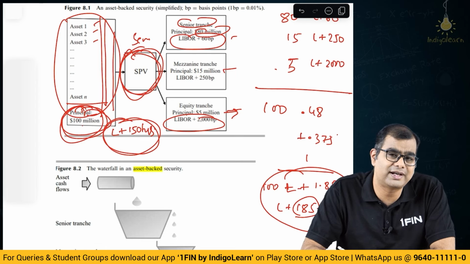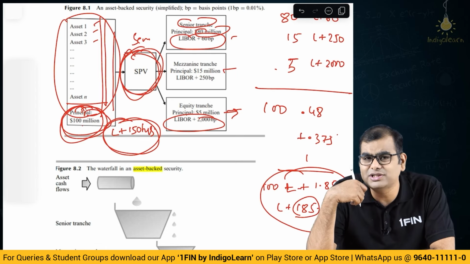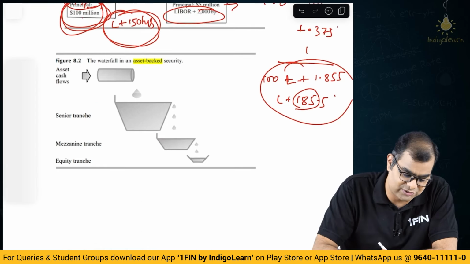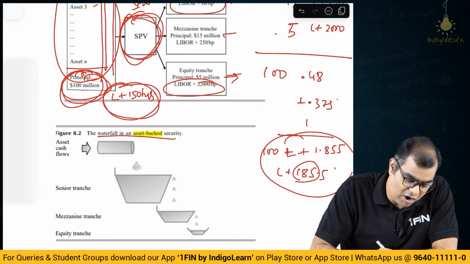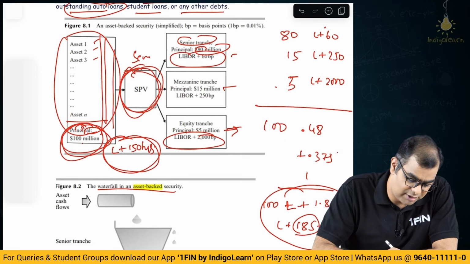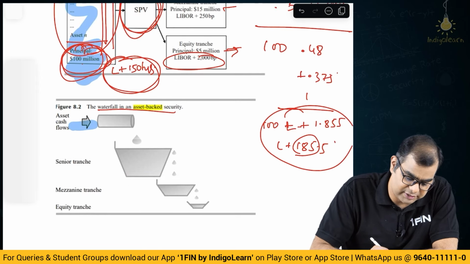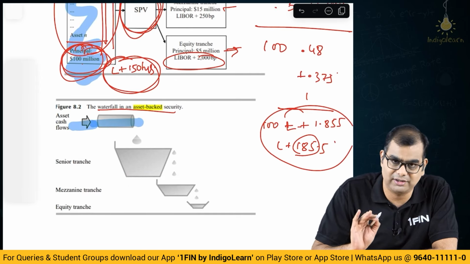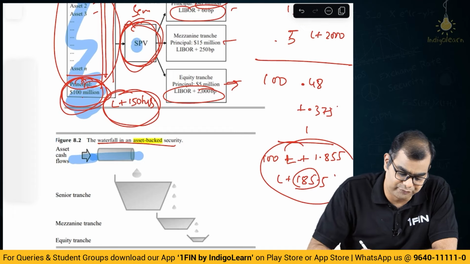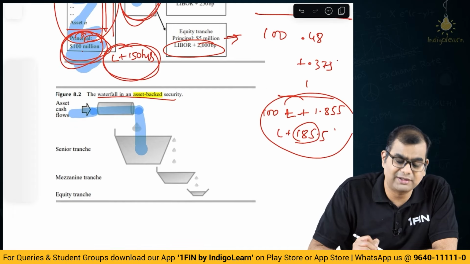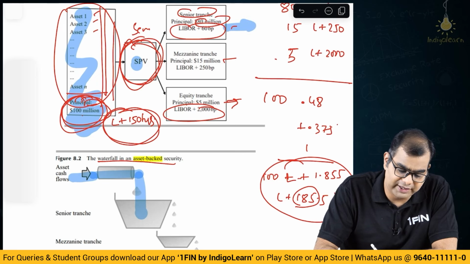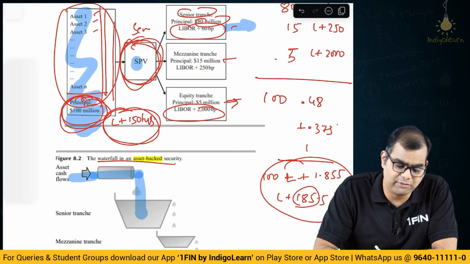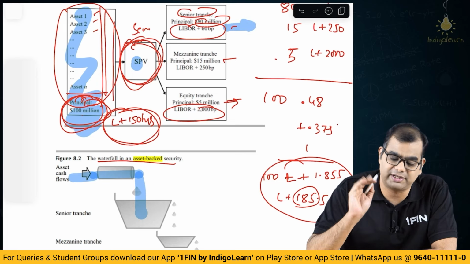Why does each one have a different rate? Because each one has a different risk. How is the risk different? You see this next one: waterfall of an asset-backed security. What happens in an asset-backed security? When all these cash flows come, from these 3 assets, they come here. They go into a pipe called ABS, which is basically this SPV. First, the money is paid to the senior tranche: whatever return is there, LIBOR plus 60 basis points is paid to the senior tranche.